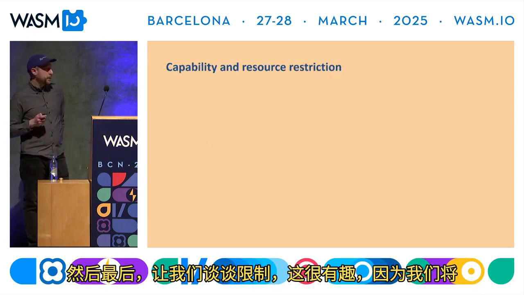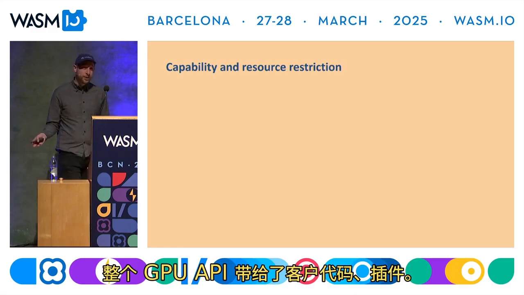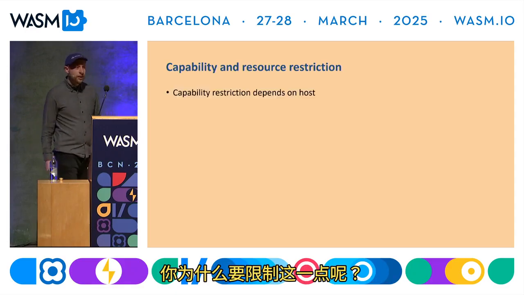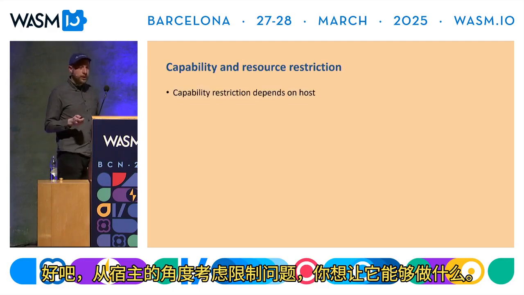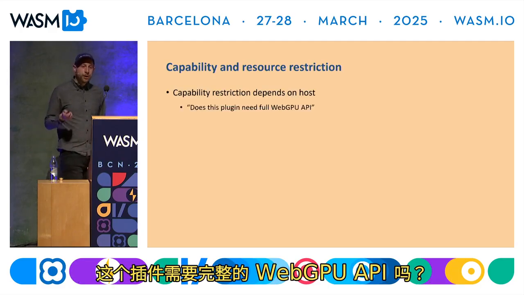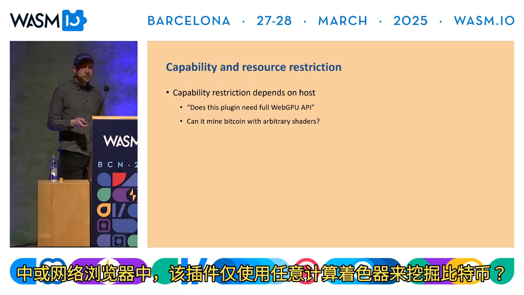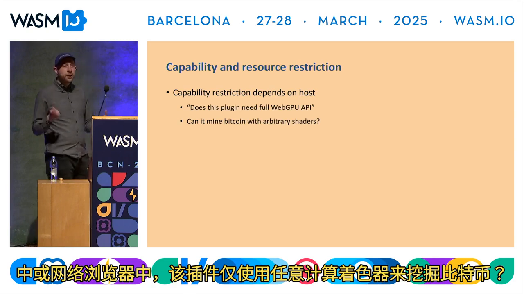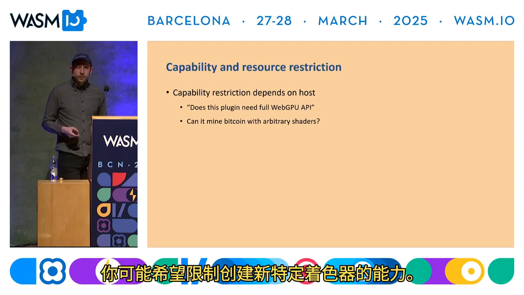And then last, let's talk about restrictions, which is interesting because we're bringing the power of the entire WebGPU API, entire GPU API to guests, to plugins. Why would you want to restrict that? Well, think about, from a host perspective, for restriction, what you want it to be able to do. Does this plugin need the full WebGPU API? For example, would you like to just install a plugin into a game or into a web browser or anywhere on your system that's just mining Bitcoin with arbitrary compute shaders? Probably not.